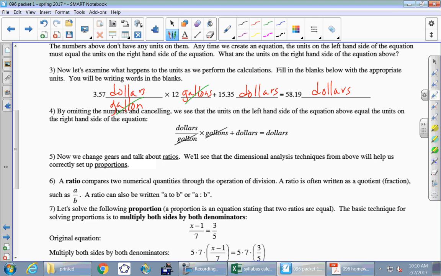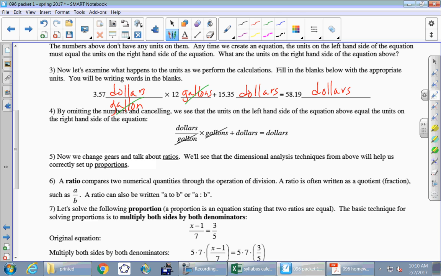Okay, let's jump to number 5 here. It says now we change gears and talk about ratios. We'll see that the dimensional analysis techniques from above will help us correctly set up proportions. Dimensional analysis is just this idea of writing the units and canceling where you can.